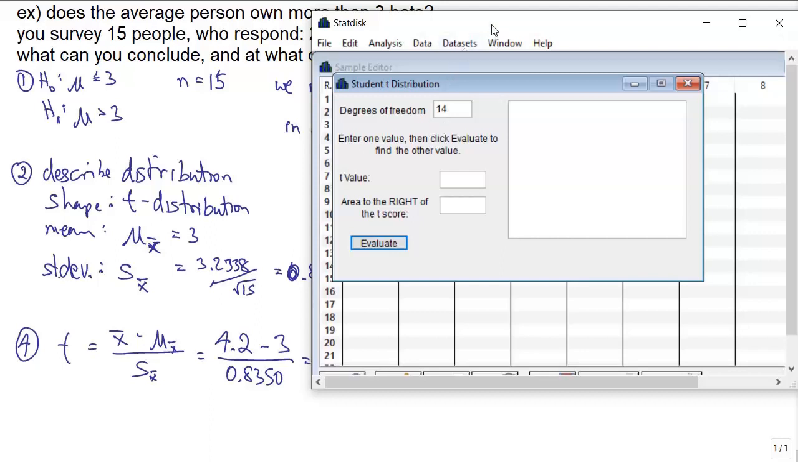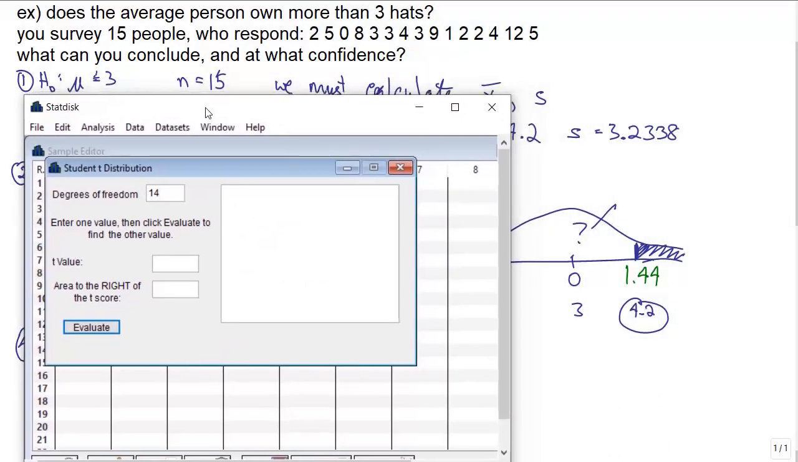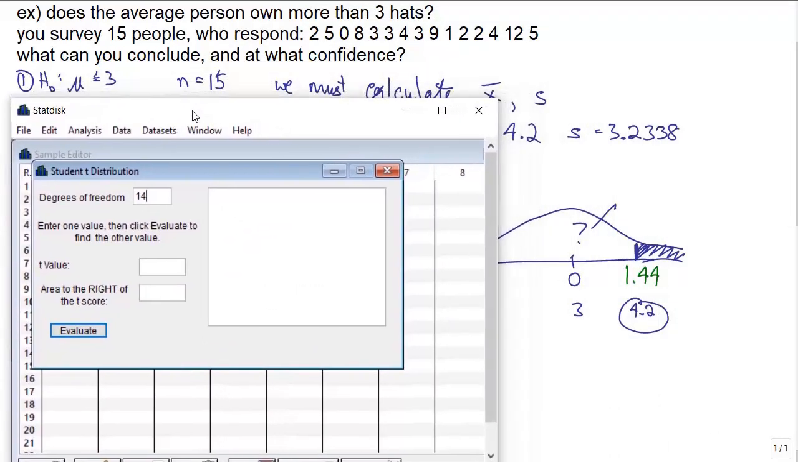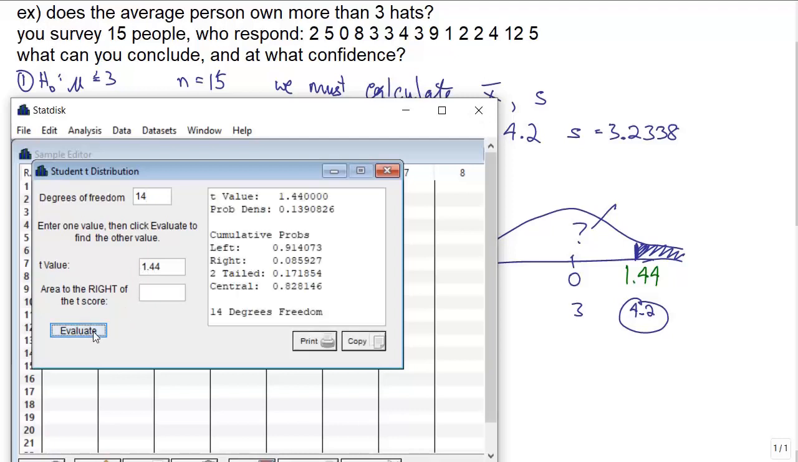And then we need to input our t value. So to recall that, that was 1.44. And then just click Evaluate. And there you go. So again, noticing from the picture, we're going to need the area to the left and the area to the right. So the area to the left was, so this is telling us this number, and I'll just round it to 4 decimal places, so 0.9141.